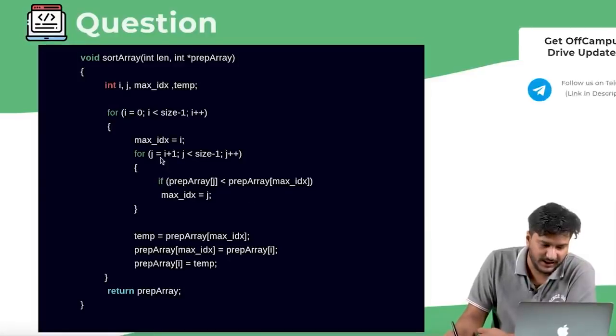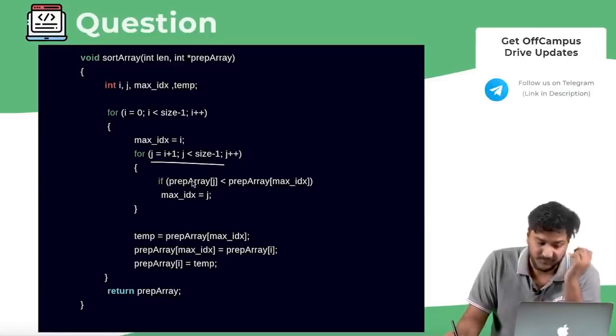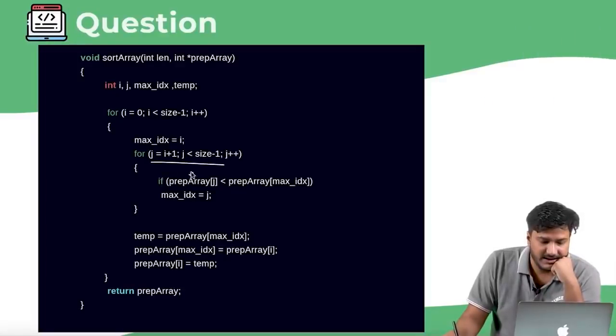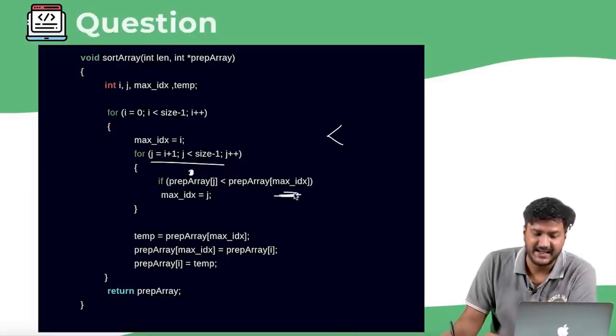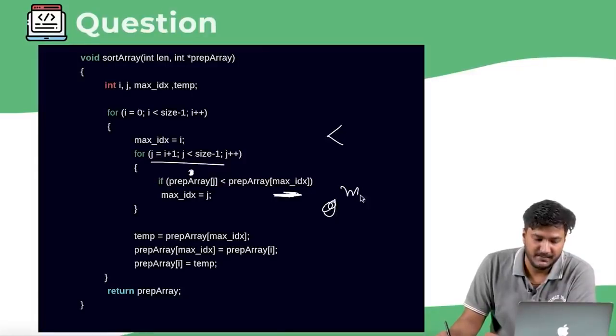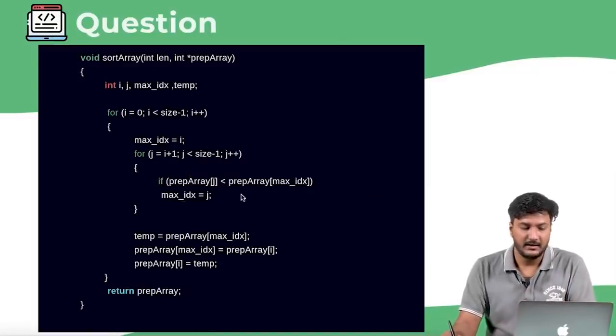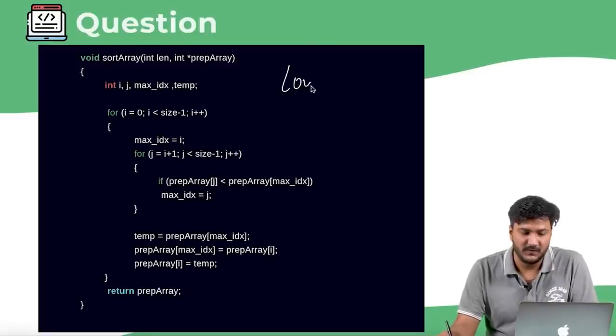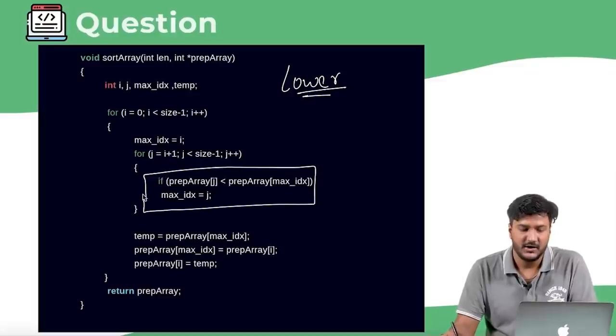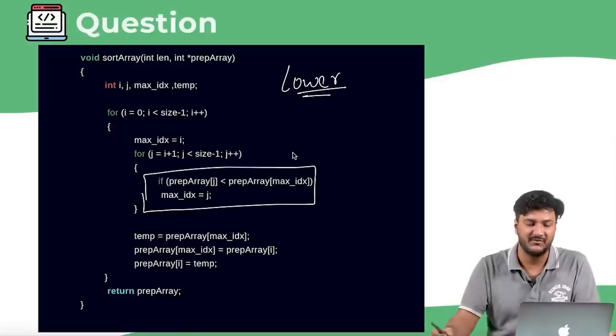In my second for loop, they are saying that if the current index value is lesser than the max index value, then you store that the max index is j. So you are basically trying to find the lower value in these particular lines, right? You should not be doing that. Rather than that, you are supposed to find the maximum value.